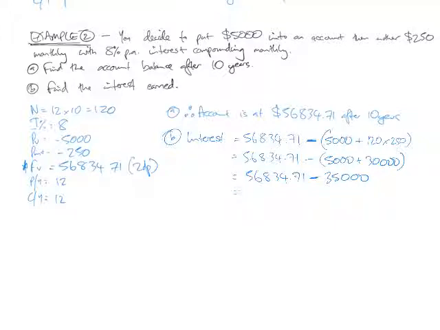So you actually paid 35,000 into the account, but it grew to $56,834.71. So the interest is the difference between those. 56,834.71 minus 35,000 is going to be $21,834.71. Therefore, you earned $21,834.71 interest over 10 years.